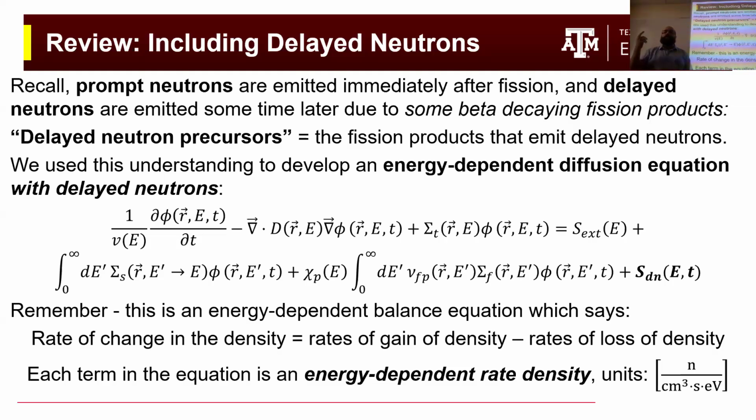We talked about that last class. These fission products that decay and produce delayed neutrons, we call them delayed neutron precursors. And we basically said, well, if these delayed neutrons are being produced in our system, then if we have our energy-dependent diffusion equation, we can account for the production of those delayed neutrons with a delayed neutron source term. So that's this extra S_d^n right here.